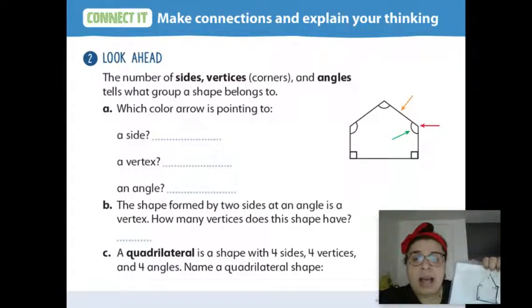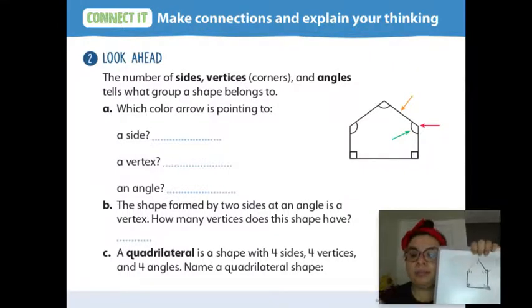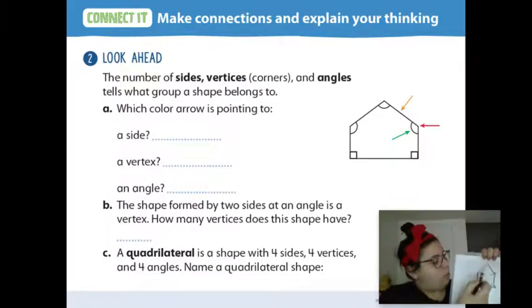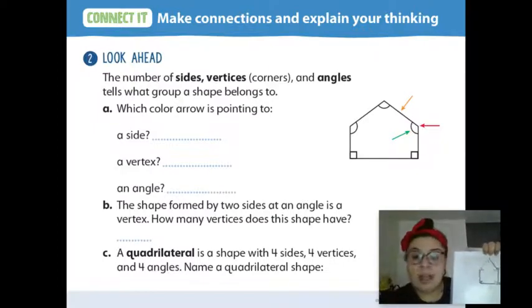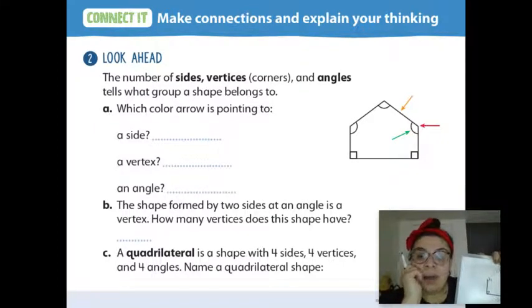They want to know how many vertices, that's a fancy word, that's our new word, does this shape have? How many vertices? Well, let's count. 1, 2, 3, 4, 5. It has 5 vertices. So I want you to go ahead and use a complete sentence to answer B.